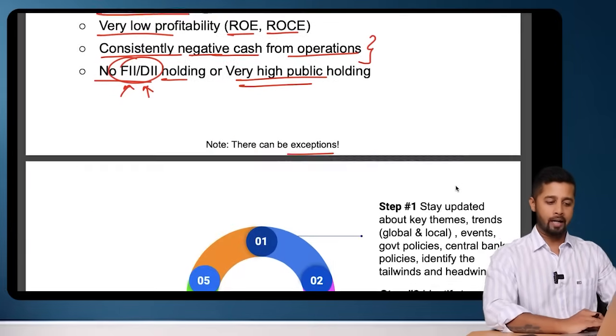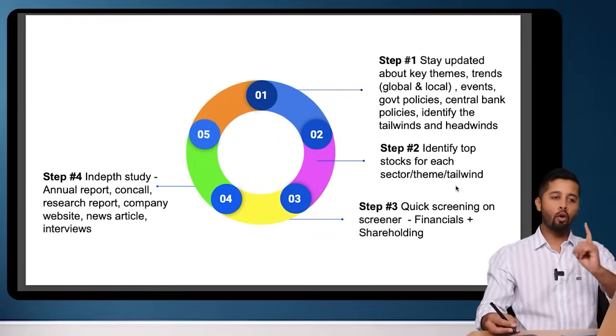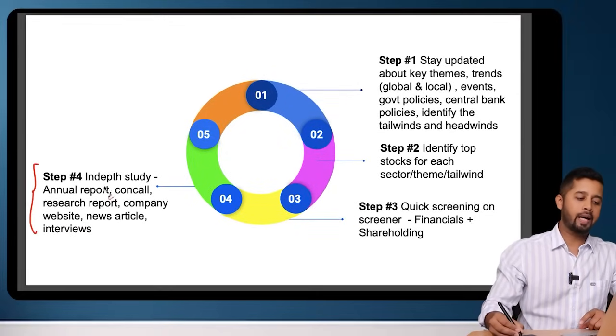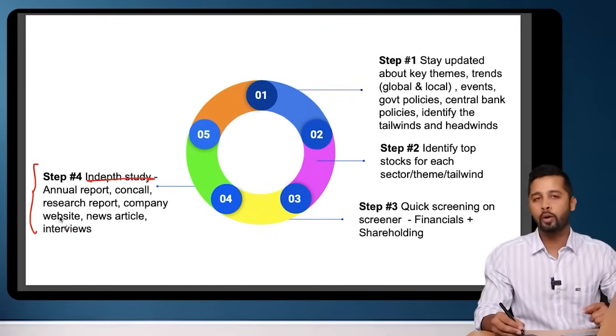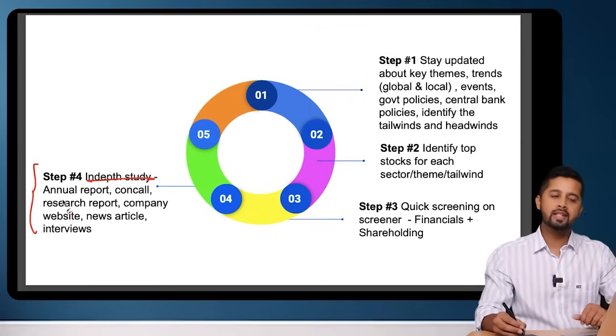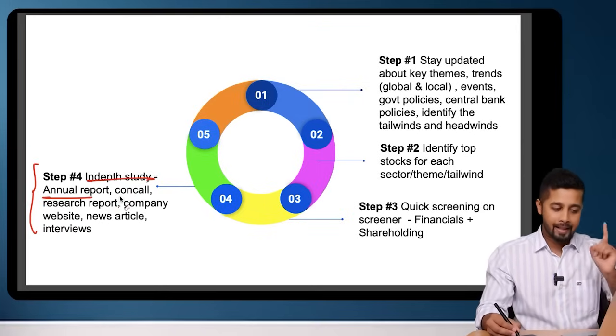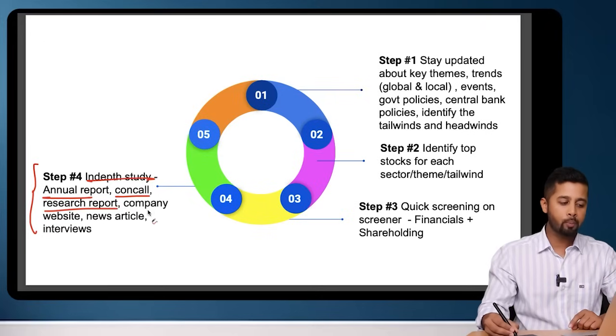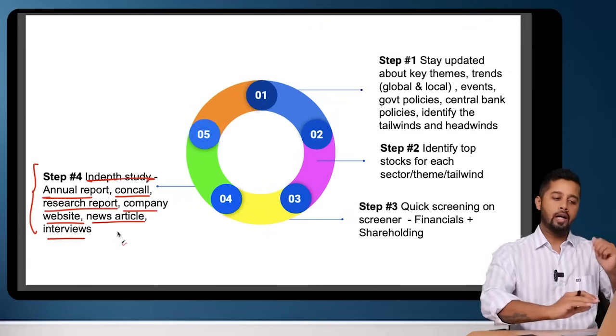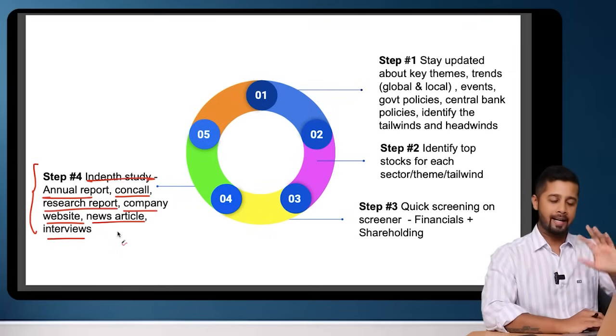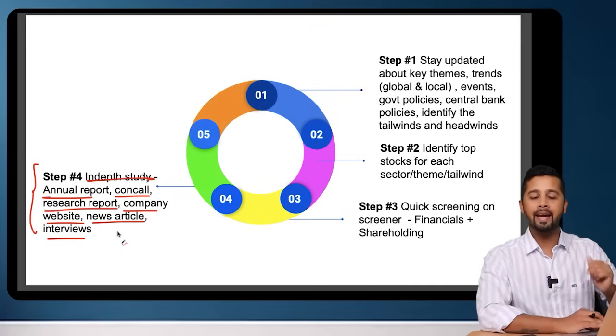Once you filter out those companies, the fourth important step is the in-depth study. The question is how to do the in-depth study. There are a few sources that you need to follow. First of all, you have to look at the annual report. And then you have to look at the con call and research reports. Then there are other sources like the company website, news articles, and interviews. Let me give you an understanding of how to do the in-depth study.